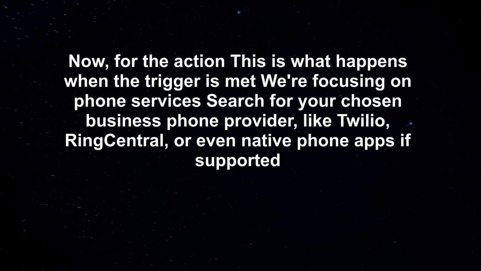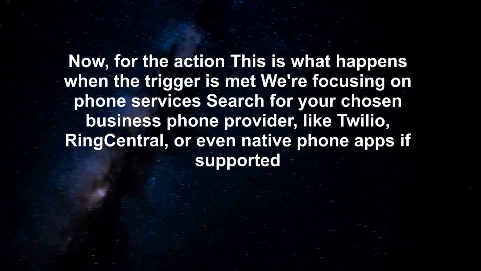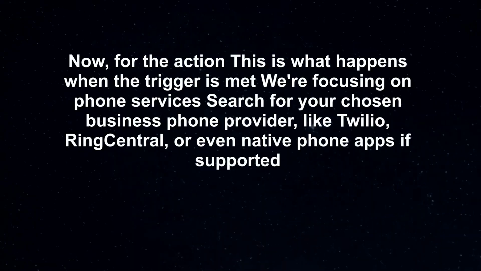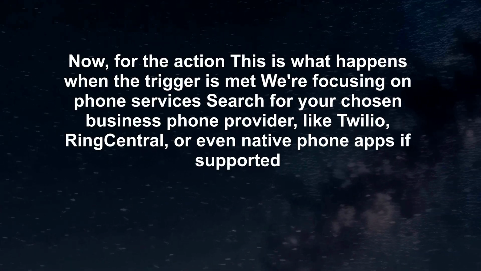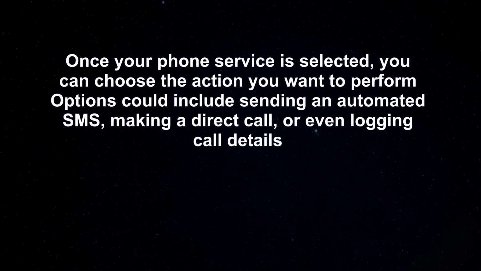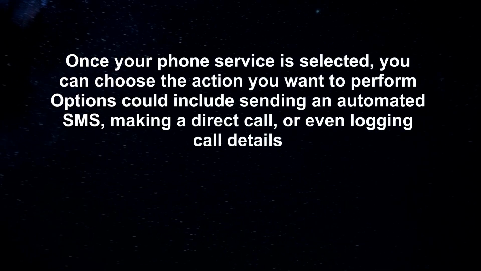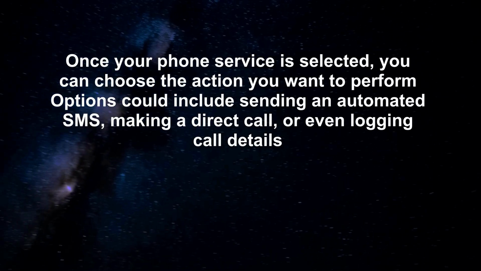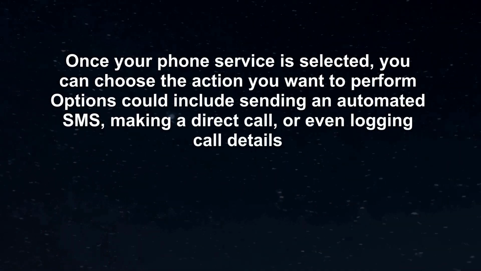Now, for the action, this is what happens when the trigger is met. We're focusing on phone services. Search for your chosen business phone provider, like Twilio, RingCentral, or even native phone apps if supported. Once your phone service is selected, you can choose the action you want to perform. Options could include sending an automated SMS, making a direct call, or even logging call details.